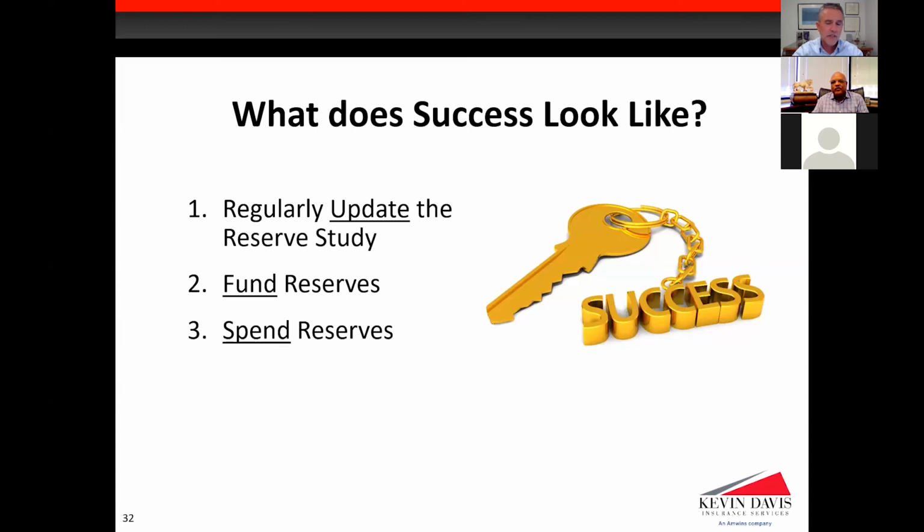And that's it. They need to spend the reserves. The cash is there. It's there to be spent. It's not to be hoarded. There's no prize for getting a reserve fund that is $1 million. The whole purpose of reserves is to spend it. And sometimes there's a question of, what do we spend it on?